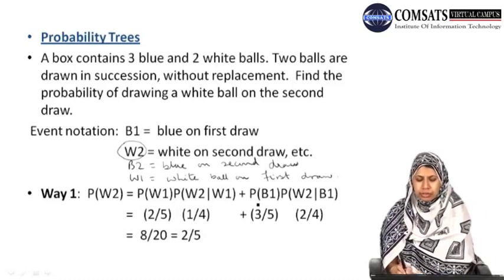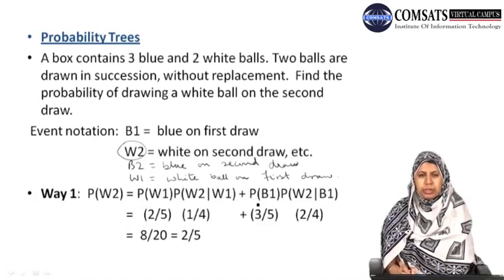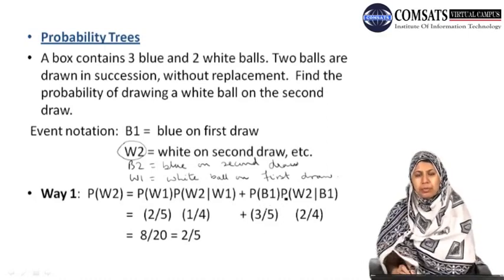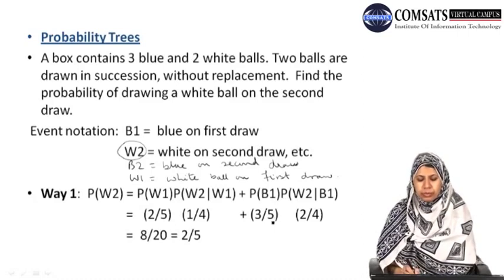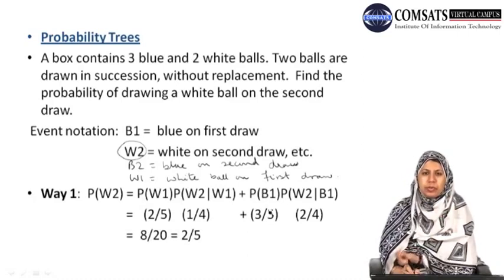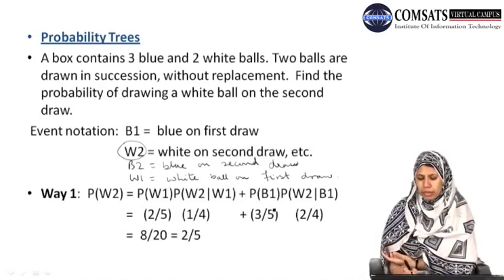Now the probabilities of the sum. Probability of obtaining a blue ball on the first draw: we are given a total of 5 balls and we are selecting any ball randomly, so the total number of blue balls is 3, the size of the event B1 divided by the size of our sample space.